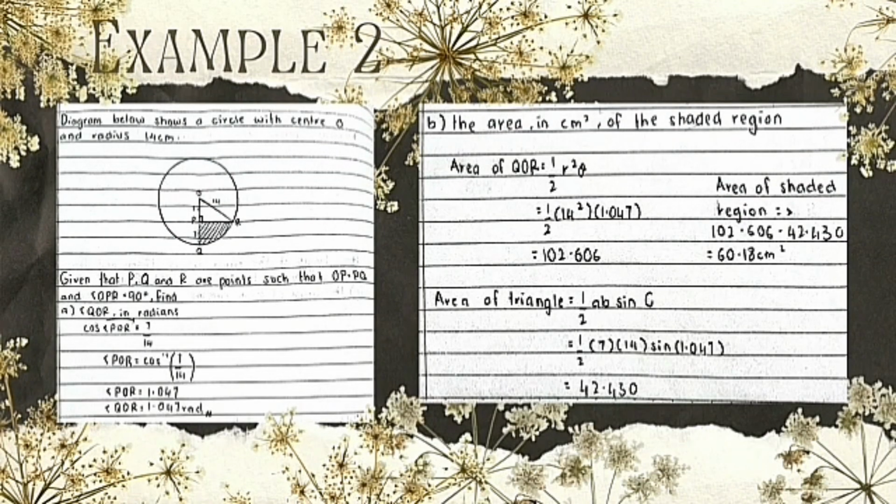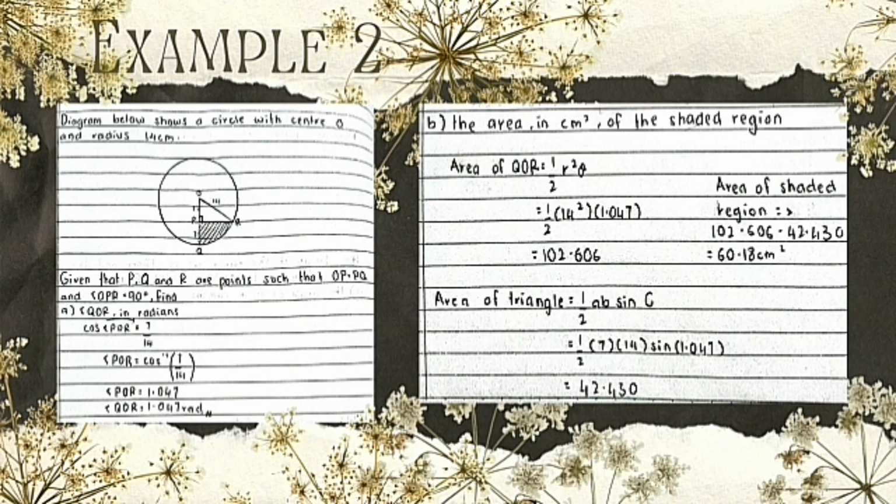The second example question. The diagram below shows a circle with center O and radius 40 cm. Given that P, Q, and R are points such that OP equal to PQ and OPR equal to 90 degree. Find angle of QOR in radian.